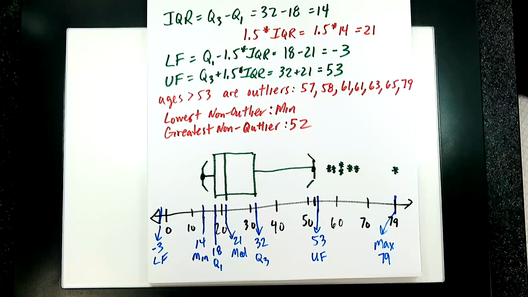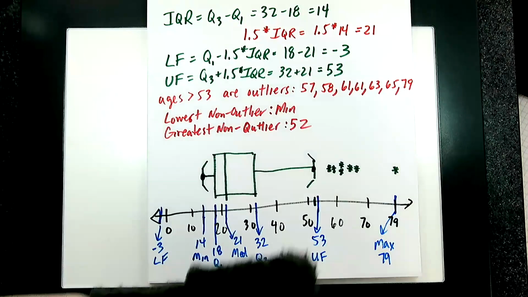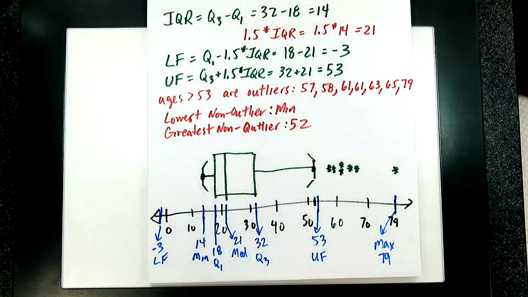How come the whiskers aren't like minimum and maximum? Why do you have to use the upper fence? Because we want to be able to flag the outliers. We want to make them stand out. And if we did the line all the way over here, then we just have dots on it. I don't know if that's a good reason why.